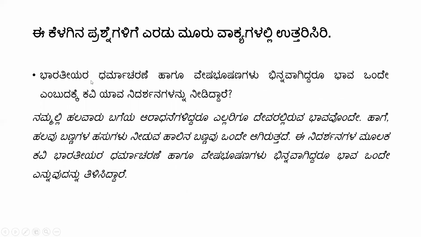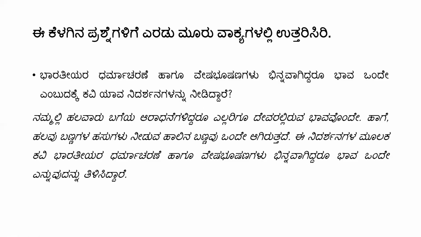So they are asking, we in India have dharma charane, that is, we follow different religions. Dharma is religion. We follow different religions, and veshabhushana is the dresses we wear. So we follow different religions, we wear different types of clothes, we dress up differently, but bhava onde, we all have the same feeling inside, we all are one. So to explain this, what examples, nidarshana is again examples, what examples has the Kavi given you here in the poem? So that is the question.